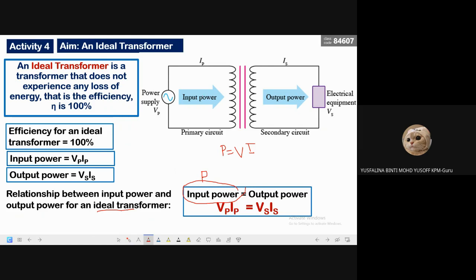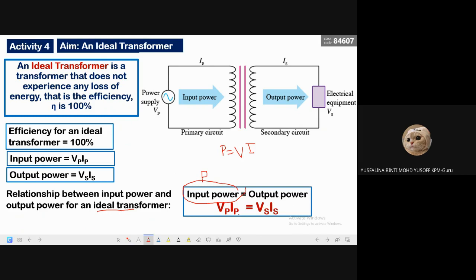So at this side, the power is VpIp. Vp means primary voltage, Ip means primary current. And this one is VsIs, which means secondary voltage and also secondary current, so the output current.